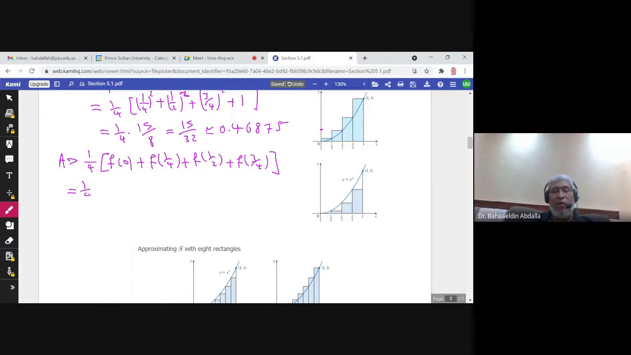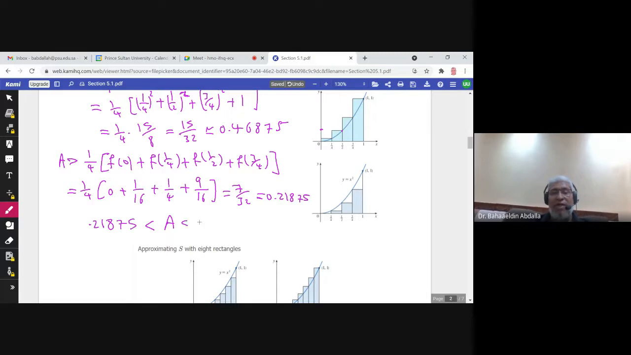So this is 1 over 4 times f of 0, which is 0. F of 1 over 4 is 1 over 4 squared. 1 over 2 squared. 9 over 16. So you can evaluate this. This is 14 over 16, in fact, times 1 over 4. So the answer is 7 over 32, or exactly 0.21875.